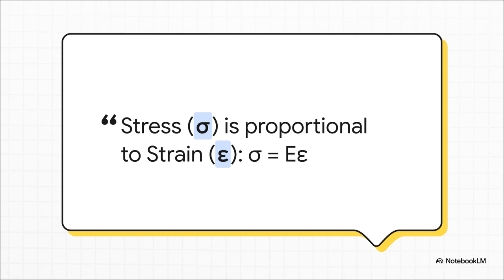And look at this. It all comes together in one beautifully simple equation. Remember Hooke's law for a spring? Well, think of this as the grown-up, universal version for any material. Stress equals Young's modulus times strain. As long as you stay within that elastic limit, this law tells you exactly what will happen.